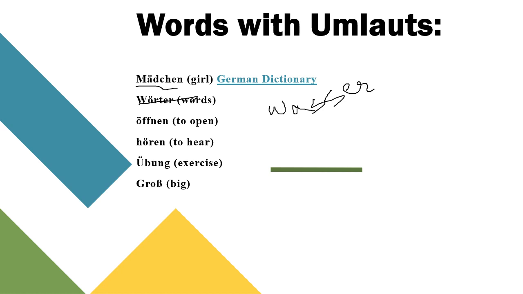Similarly, there is fen for pen and hören, to hear. You can see the umlaut, okay? Übung means exercise, right? The other letter that we saw in the alphabet is equal to double S. So Straße means street, right? That is also made using this letter.